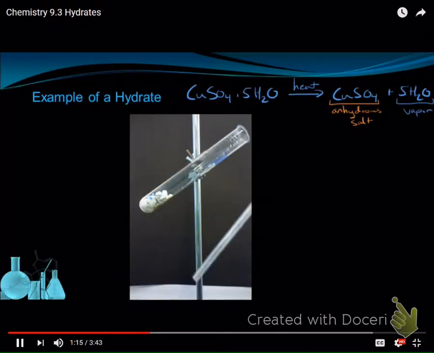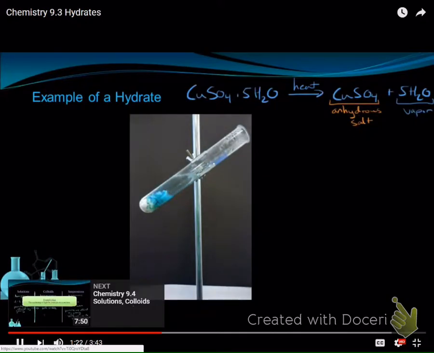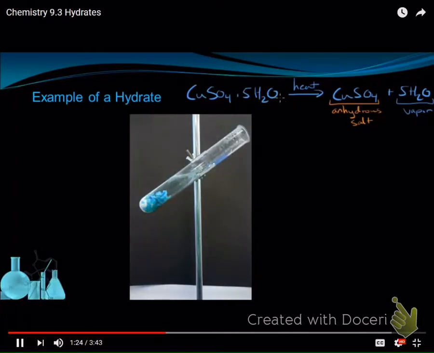Now, as you can see in the video, if I add water back to this anhydrous salt, I can reverse this process and get the original hydrate over here restored. And you can see the color comes back to it. And that's a good illustration of how easy it is for hydrates to form. Just a little water and you're almost back to square one with the copper 2 sulfate pentahydrate.